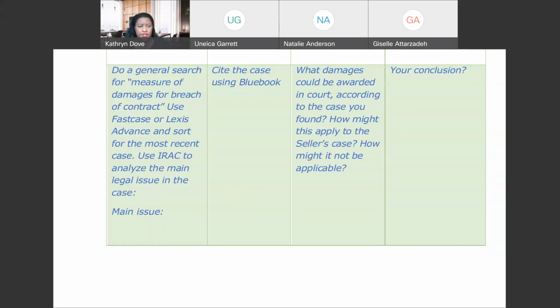So in this particular part of the table, it is asking you to find the law. It's asking you to research on Lexis Advance to find a case, extract the point of law from that case, give the citation, and then see if you can apply it to our scenario where the seller has shipped 10 conforming goods and 10 items that are not conforming.